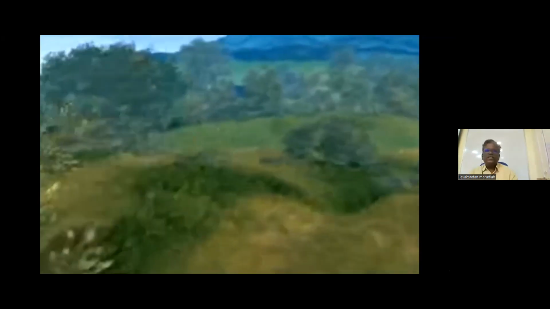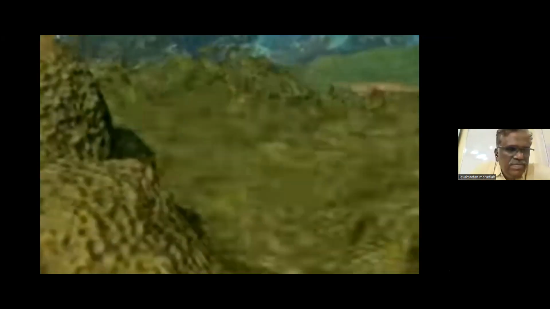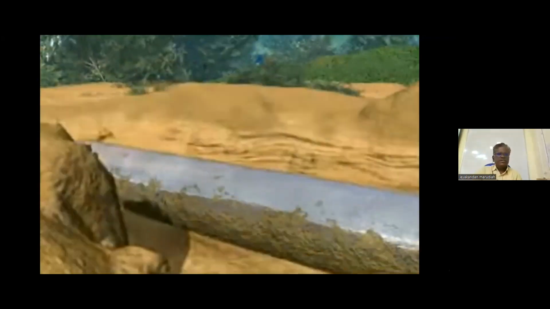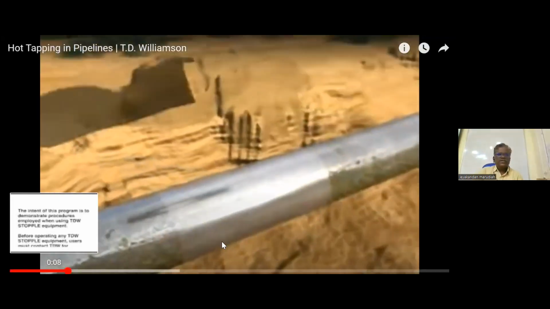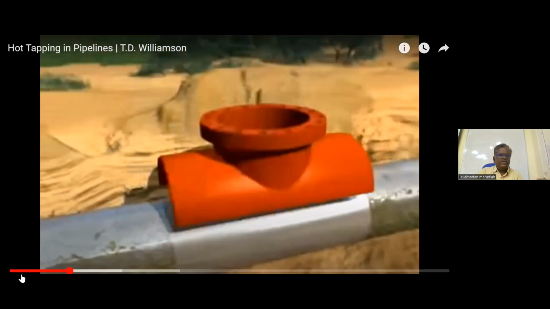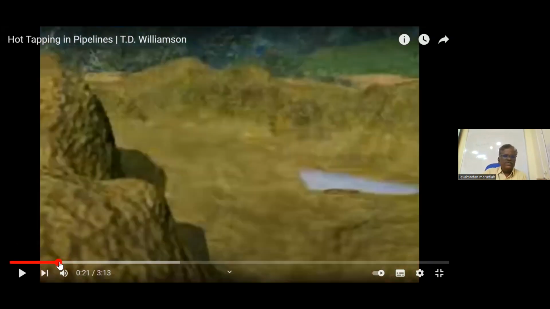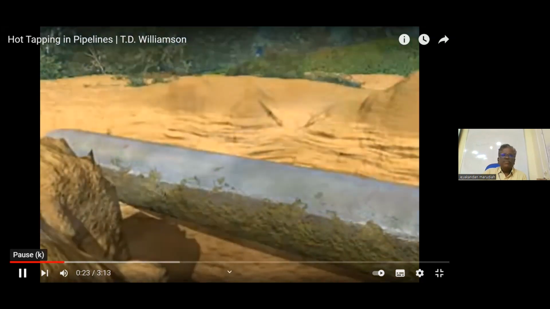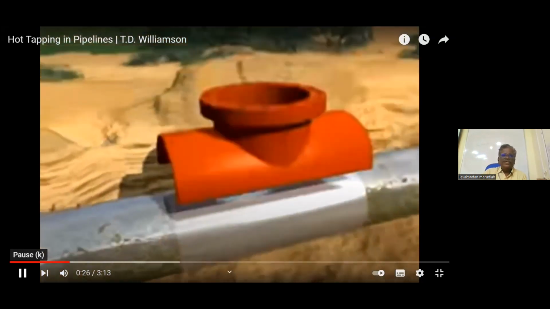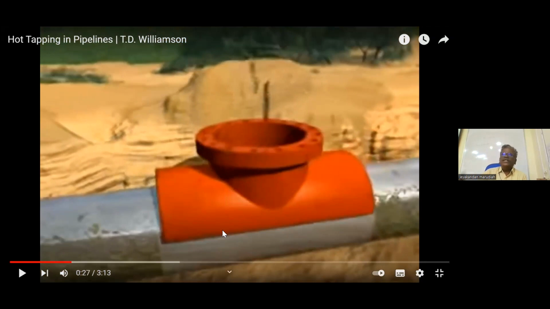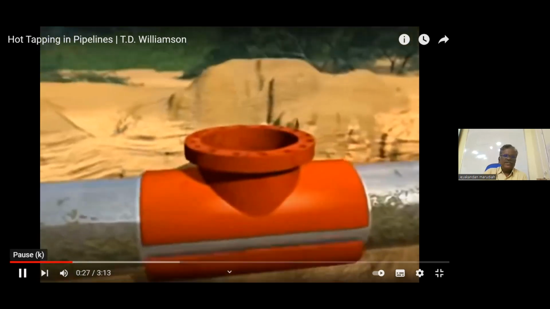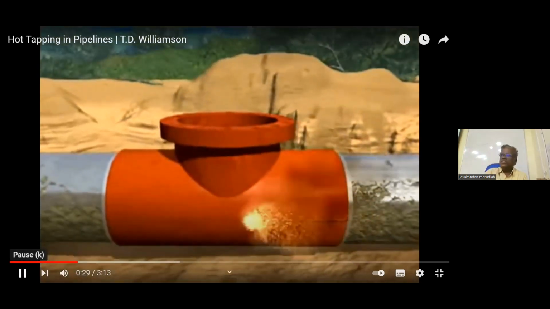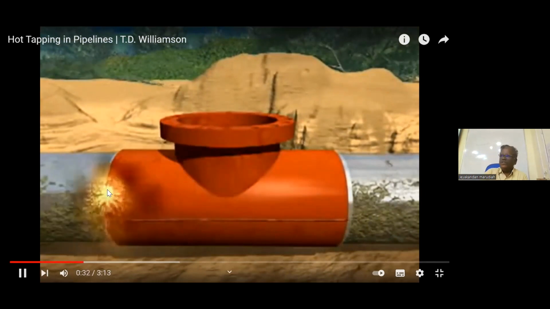See, try to understand this. This is the fabricated tee. Since it is piping, we are keeping it like this. For a tank, it will be straight because it is a straight plate. It is a fabricated tee. Then in piping, it will cover both sides. On the tank, this welding is actually called hot tapping.